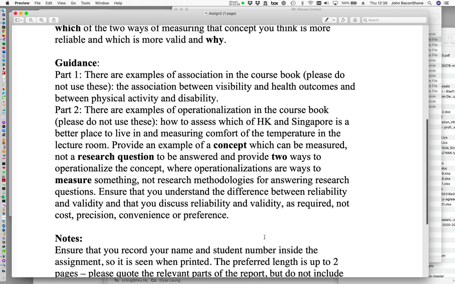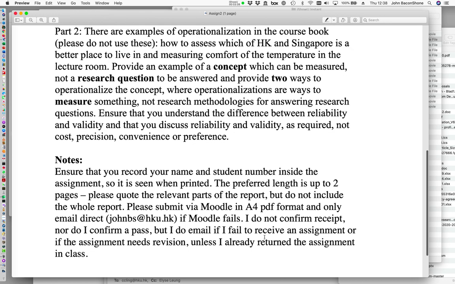And then as before, the same administrative notes, please make sure you record your name and student number inside the assignment so I can see it if I print it. Again, the preferred length is up to 2 pages. Please quote the relevant parts of the report, but do not include the whole report. And again, please submit via Moodle in A4 PDF format and only email it direct to me if Moodle fails.